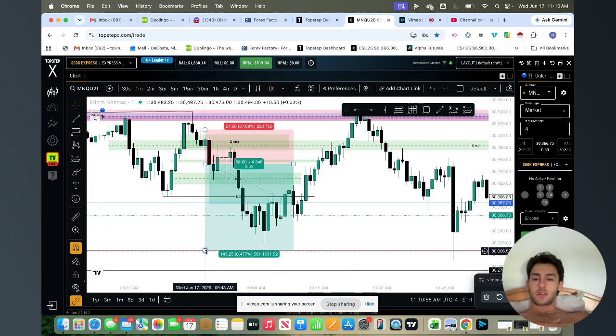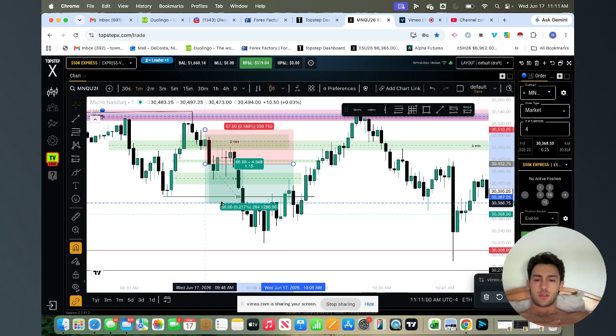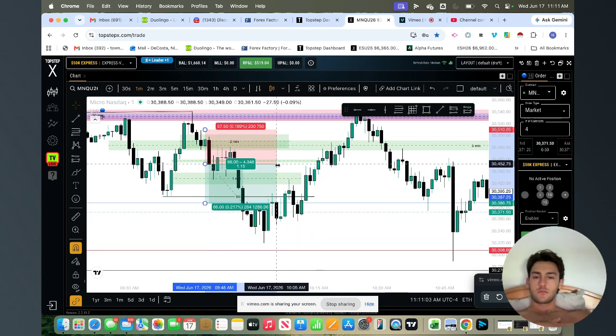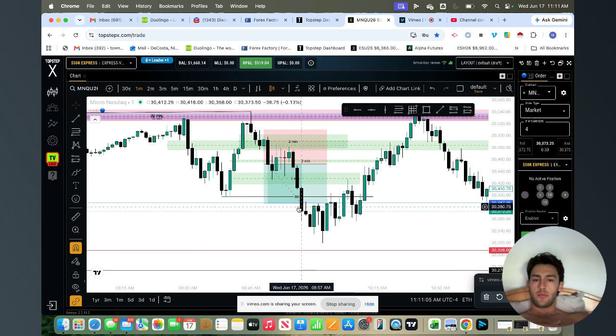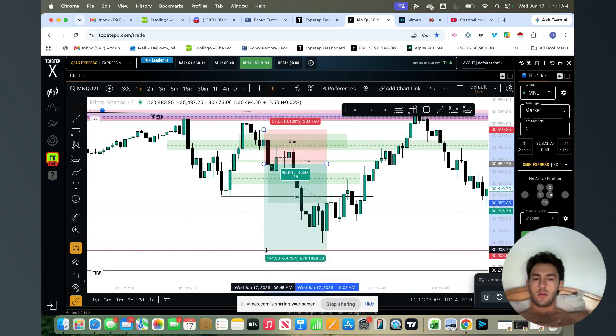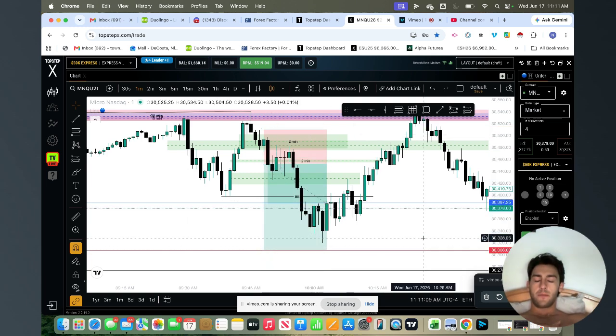Trade management was great. So realistically, my trade was right around there, kind of like a 1-to-1, 1-to-1.5. I was targeting a 1-to-2.5, but it's no big deal.